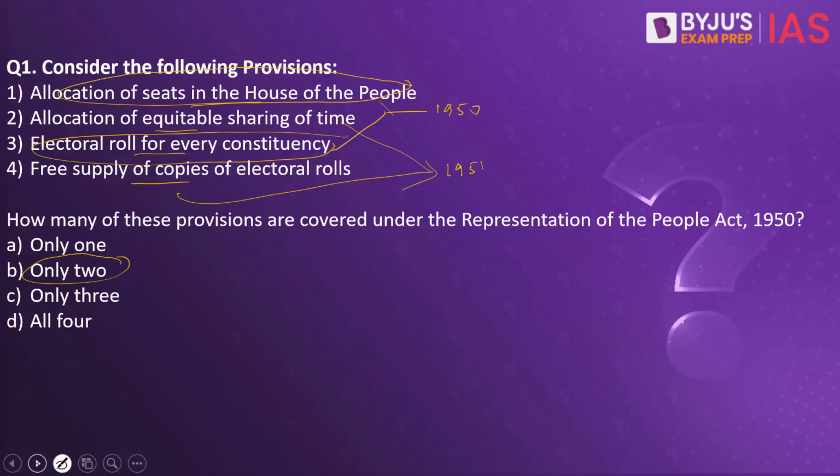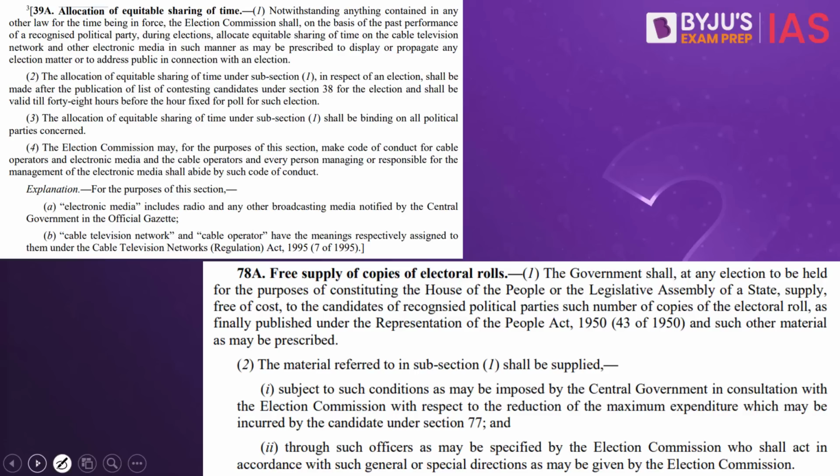When you look into the 1951 Act, what does it speak about? It speaks about two important provisions. One is the allocation of equitable sharing of time, which says, notwithstanding anything contained in any other law for the time being enforced, the Election Commission, on the basis of past performance of a recognized political party during elections, allocates equitable sharing of time on the cable television network and other electronic media in such manner as may be prescribed to display or propagate any election matter or to address the public in connection with an election.